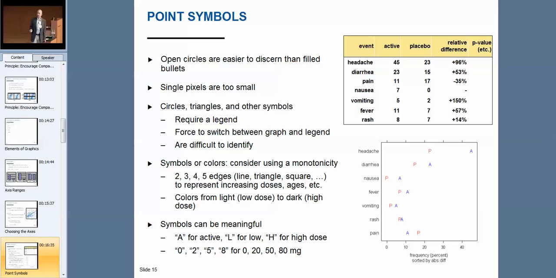And symbols can also be meaningful. For example, instead of using open circles, as I showed beforehand, one can use A for active, L for low dose, and H for high dose if you have 3 groups. That's much more intuitive. You read this once, then you know what's what. You never look at the legend again.